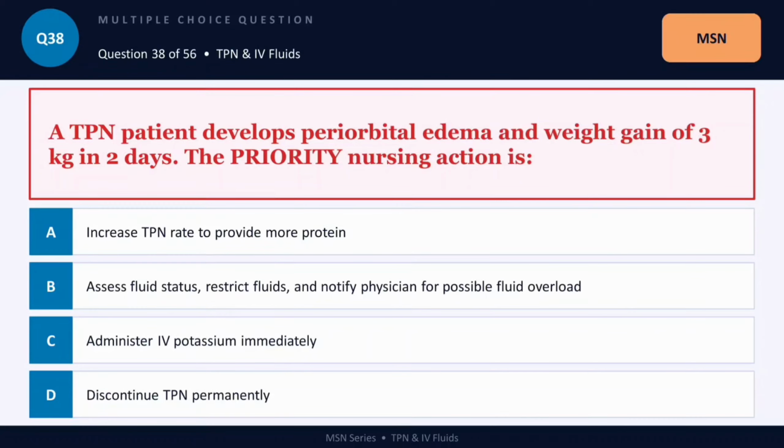Question number 38. A TPN patient develops periorbital edema and weight gain of 3 kg in 2 days. The priority nursing action is: Option A, increase TPN rate to provide more protein. Option B, assess fluid status, restrict fluids, and notify physician for possible fluid overload. Option C, administer IV potassium immediately. Option D, discontinue TPN permanently.